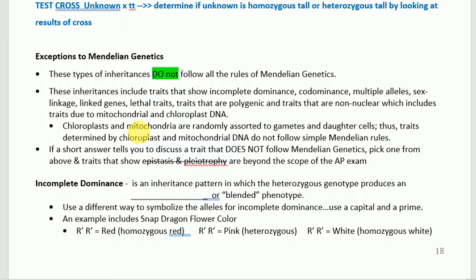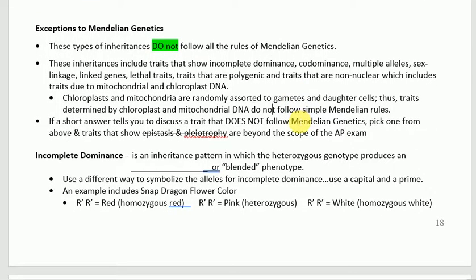So if a short answer tells you that you need to discuss a trait that does not follow the Mendelian genetic rules, pick one from the above. If it mentions epistasis and pleiotropy, that's not your answer, okay? Because those are beyond the scope of AP. So we're not going to worry about those. These are the ones that we're going to worry about. But if you see those words and we didn't learn about them, then don't worry about them. It's not your answer, and just go from there.